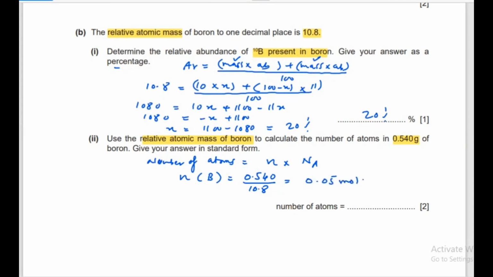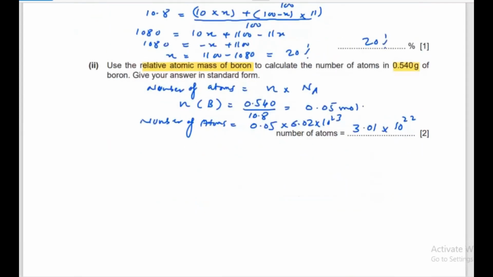So if we multiply the moles with Avogadro's constant, we will get the number of atoms, so the number of particles. So 0.05 are the moles. 6.02 times 10 raised to power 23 is the Avogadro's constant, and if we multiply these two numbers, we will get 3.01 times 10 raised to power 22. So these are the number of atoms present in 0.54 grams of boron.